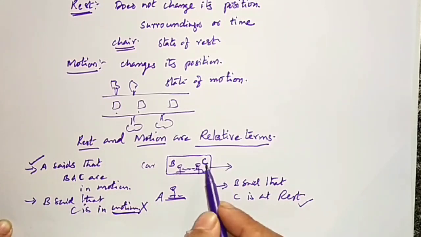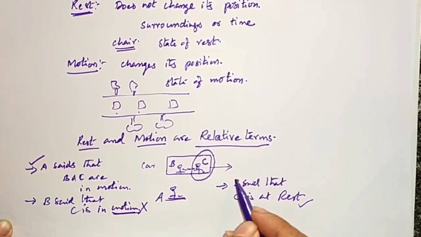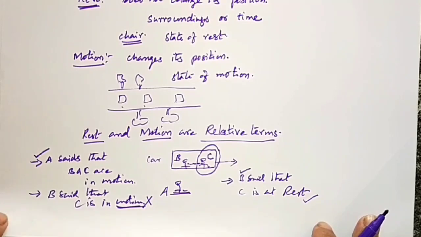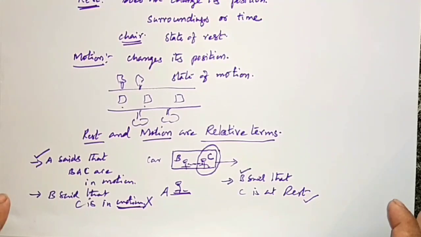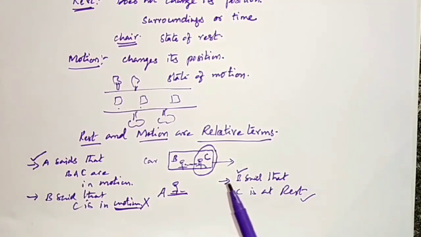Now observe carefully. C is at rest with respect to B. C is in motion with respect to A. Understood? So same body, C is the same. But with respect to one person, he is at rest. With respect to another person, he is in motion. Is it possible? Yes, it is possible.